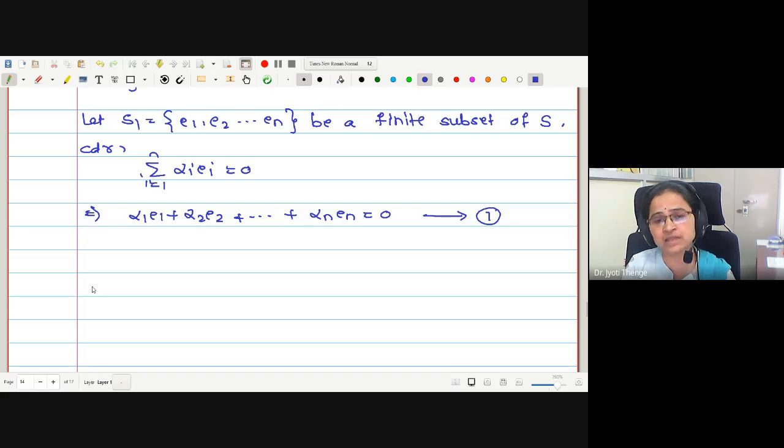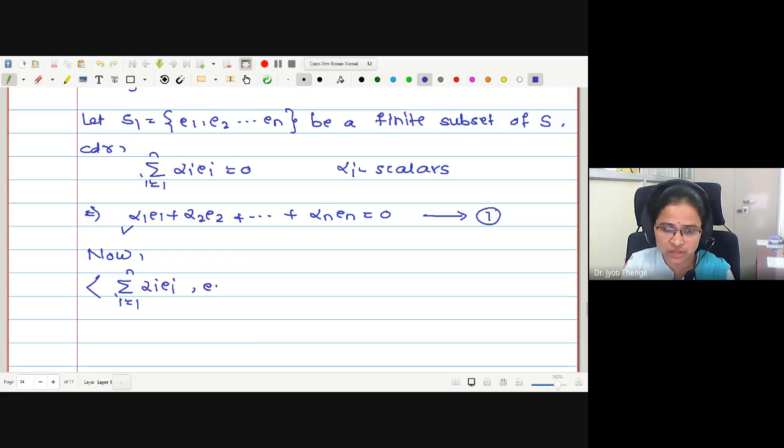Now to show that these scalars, the alpha i's, are zeros, we will consider the inner product of this linear combination with any arbitrary vector of the set S1. Therefore, I will consider the inner product of the summation i equals 1 to n of alpha i ei with an arbitrary vector ej. Now, this first coordinate is the linear combination. First, we will consider it as an addition.